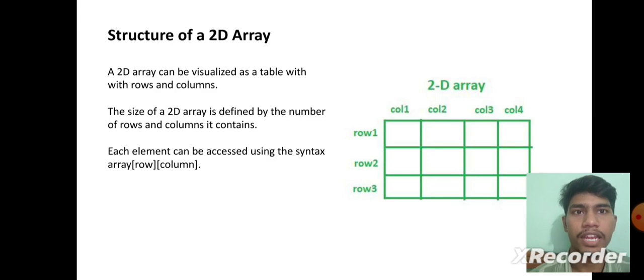Structure of 2D array. A 2D array can be visualized as a table with rows and columns. The size of a 2D array is defined by the number of rows and number of columns that we allocated. Each element can be accessed using the syntax array[row][column].